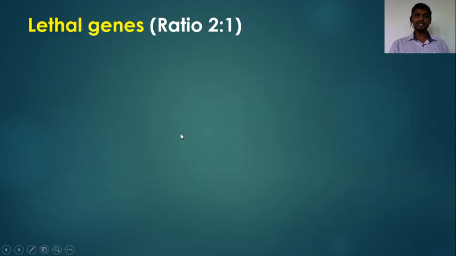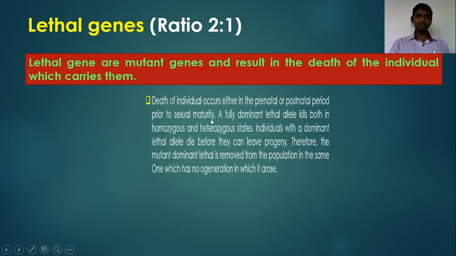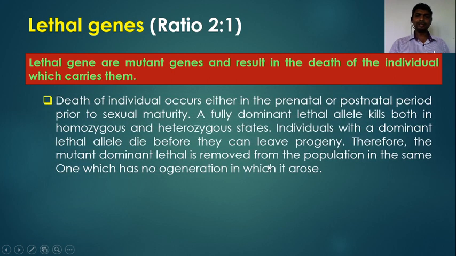Next to this are the lethal genes. The ratio is 2:1. Lethal genes are mutant genes and result in the death of the individuals which carry them. So these genes under homozygous condition are responsible for the death of the individual in which these genes are present or have undergone mutation. So death of the individual occurs either in the prenatal or postnatal period, prior to sexual maturity.